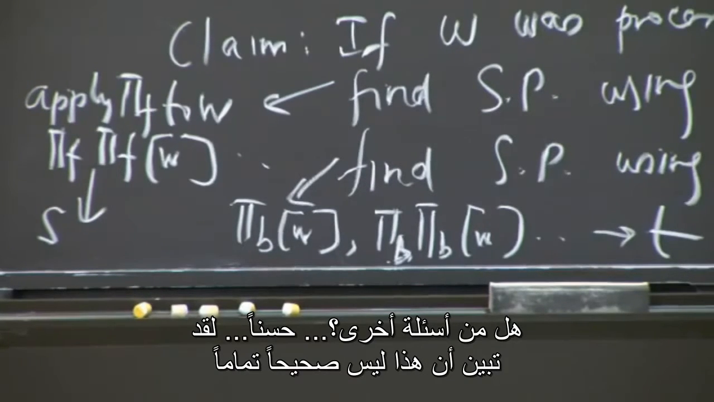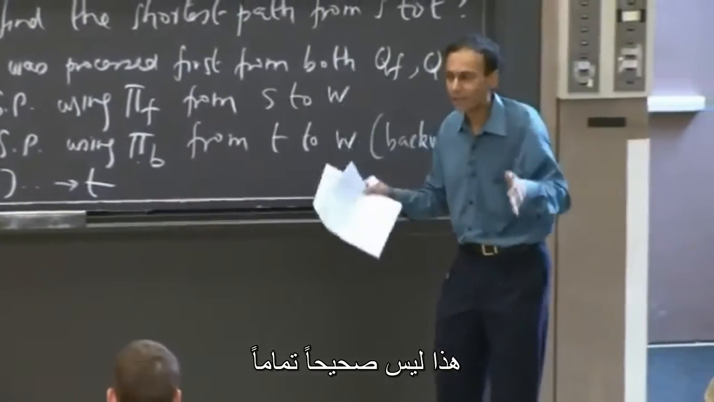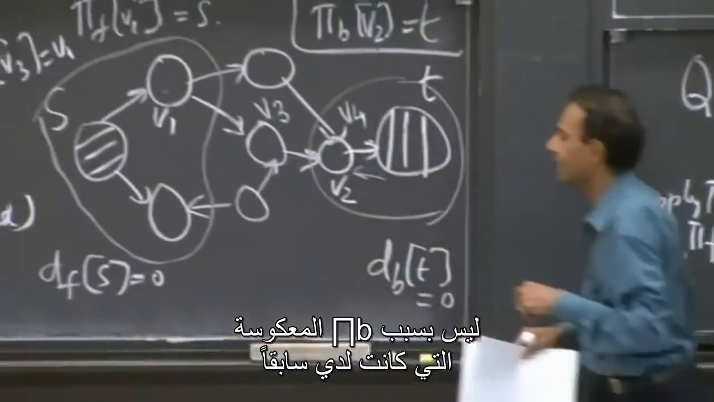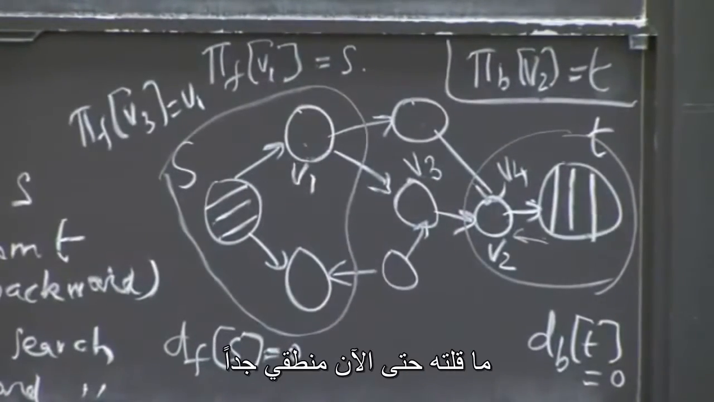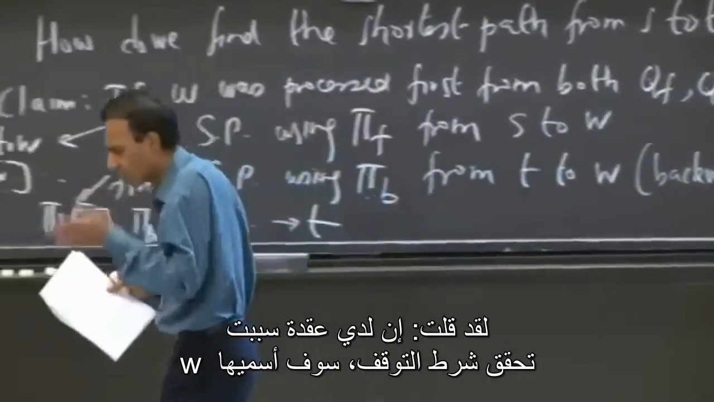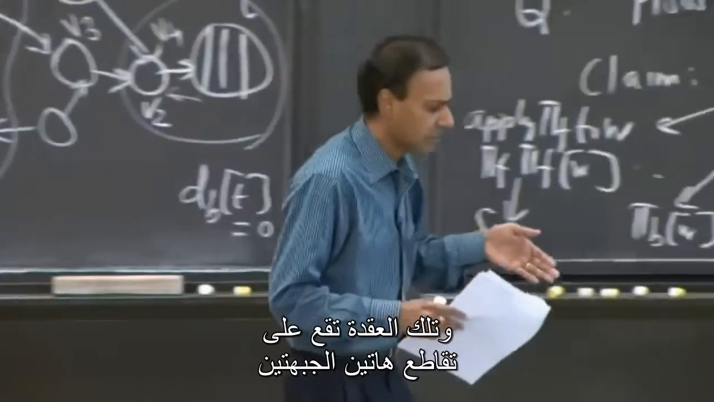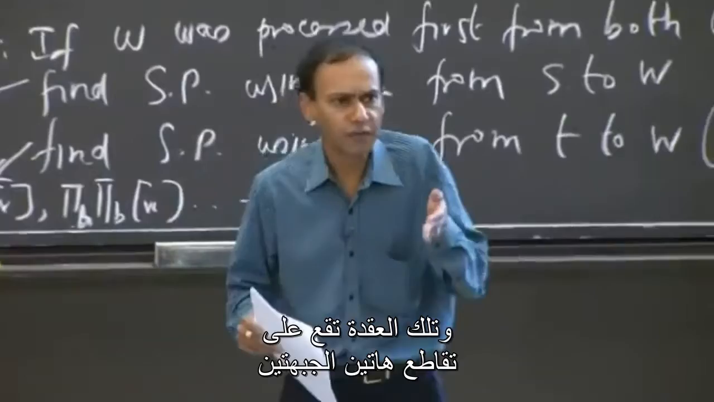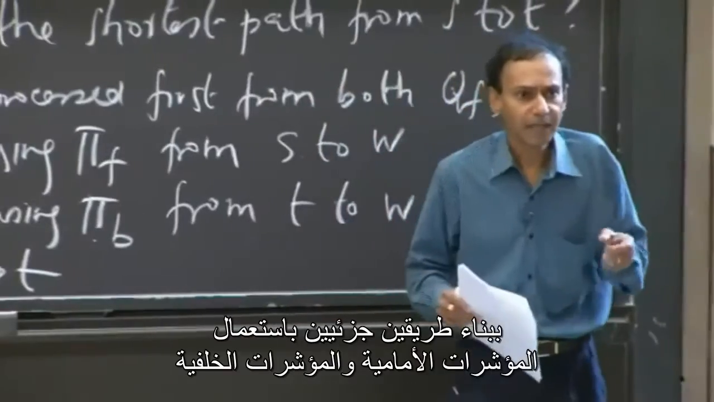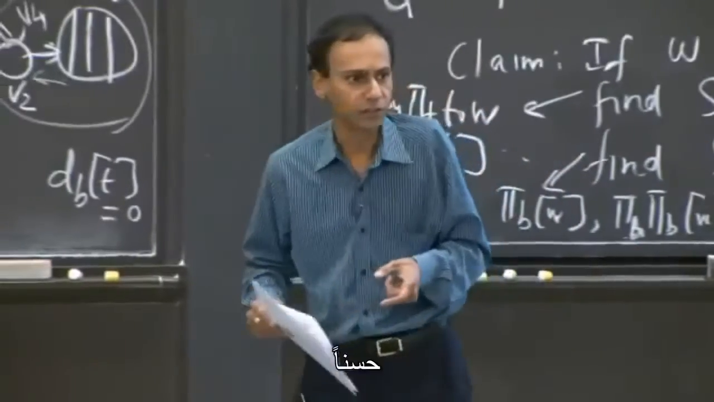Any other questions? All right, turns out this is not quite correct. And not because of the pi b inversion that I had before, right? So what have I said so far? It makes perfect sense. It says, I have a vertex that caused the termination, and I'm going to call it W, okay? And that vertex is on the intersection of these two frontiers, okay? And I'm going to use that to construct the shortest path by constructing two subpaths using the forward pointers and the backward pointers, all right?